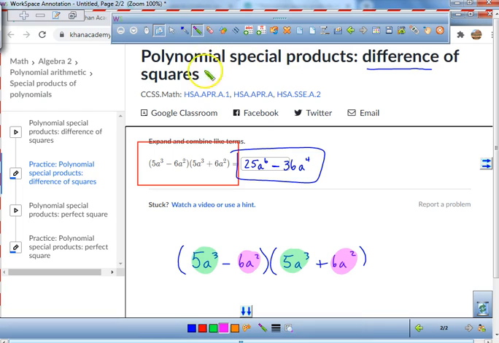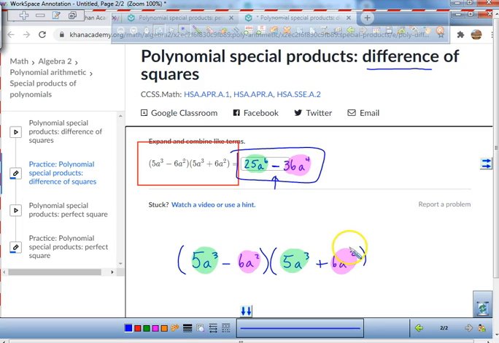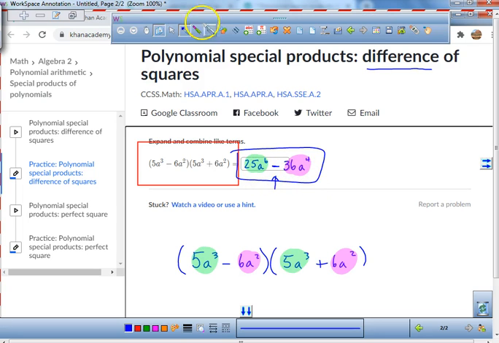So what do we do? We find the product of the first terms. We find the product of the last terms. And what do we stick in the middle? A minus sign. Not a negative sign, but a minus sign, because it's this minus this. We're not multiplying, we're just subtracting this one from this one. And that's all you got to do.